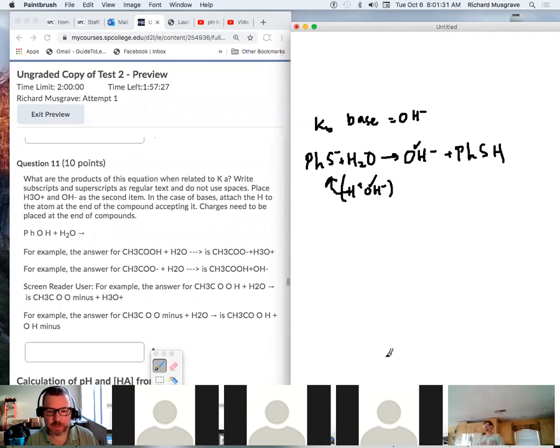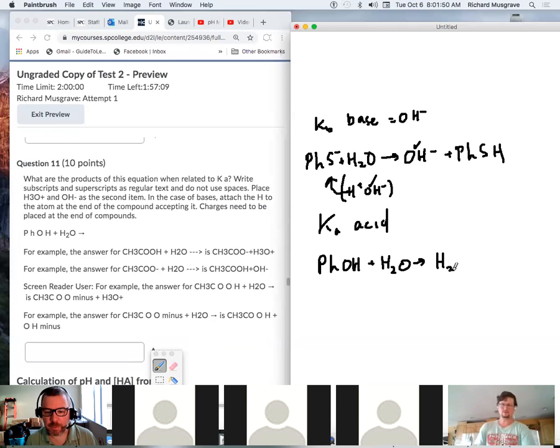Now this specific one is asking about Ka. So Ka is about acid. Now we're told here that we're adding water. So I know that one of the things I'm expecting if we're talking about acid would not be H plus, but H3O plus, because we have water in the mix here. And for this one, the product would be PhO minus. And to get the H3O plus, what we did was we added H plus to H2O, which means all I do is take H plus away from this one.